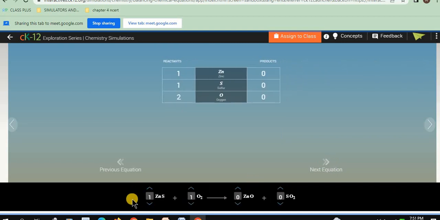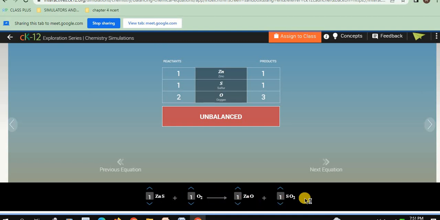Now my question to you is, zinc sulfide changes to zinc oxide. This process is called what? Zinc sulfide changes to zinc oxide. This process is called dash. What is that? Oxidation is the right answer. Vitali is right. So let us move to the next part.